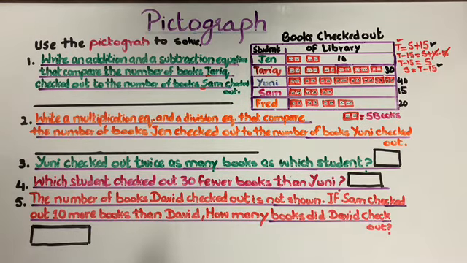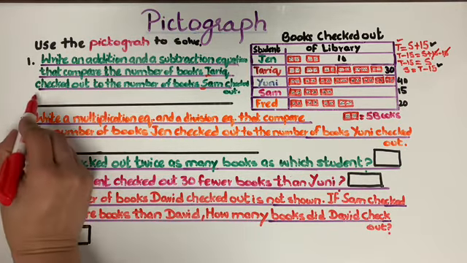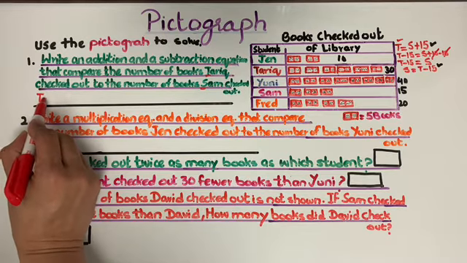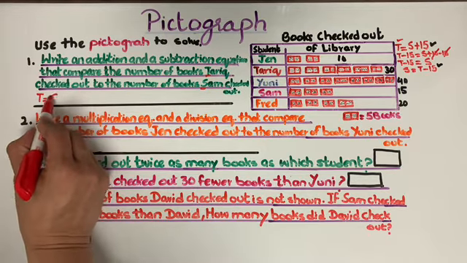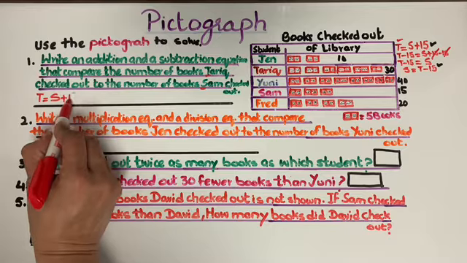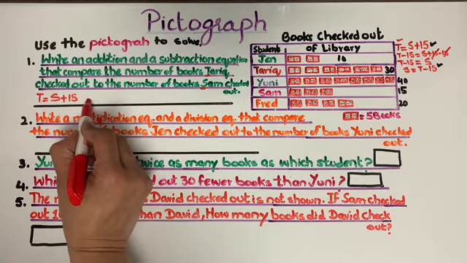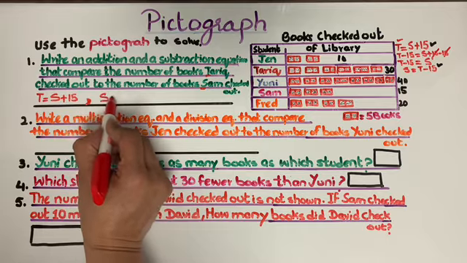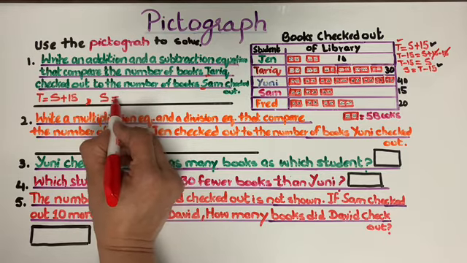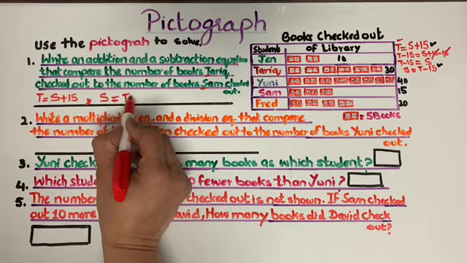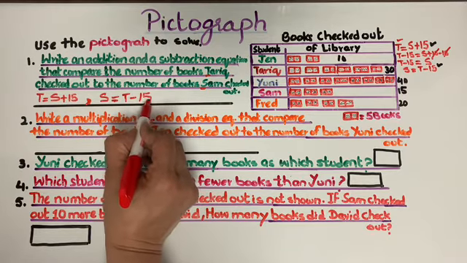So I'm going to write these two equations over here. T is equal to S plus 15 and another equation is S is equal to T minus 15.